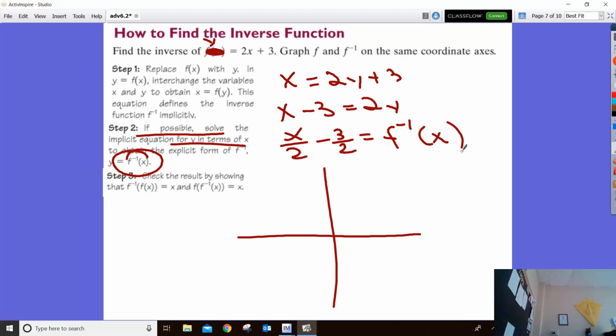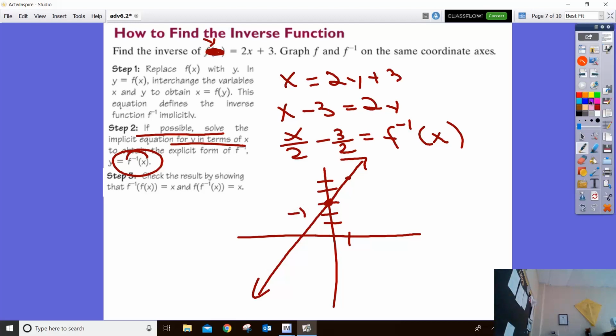So they want us to do some simple graphing. This is y equals 2x plus 3. Where's that thing cross the y-axis? Y equals 2x plus 3. Where's it cross the y-axis? 3. And from that point, what does it do? Rises 2, runs 1. That's y.